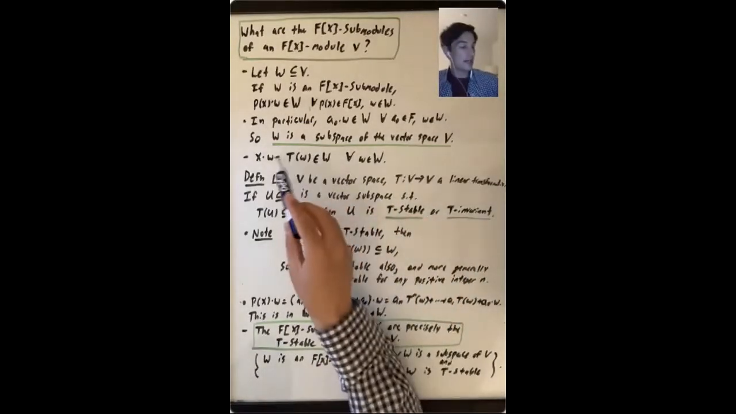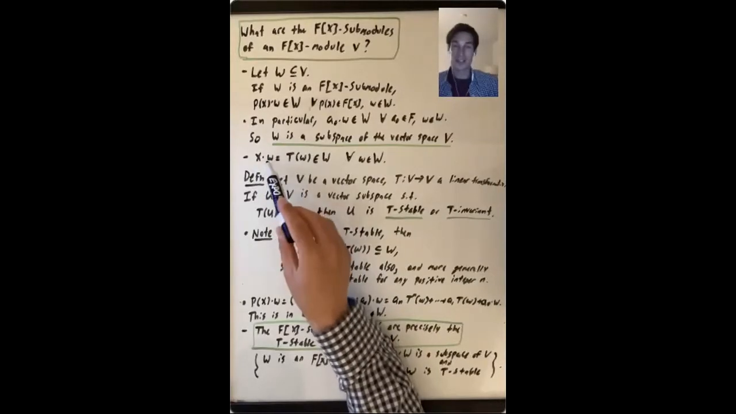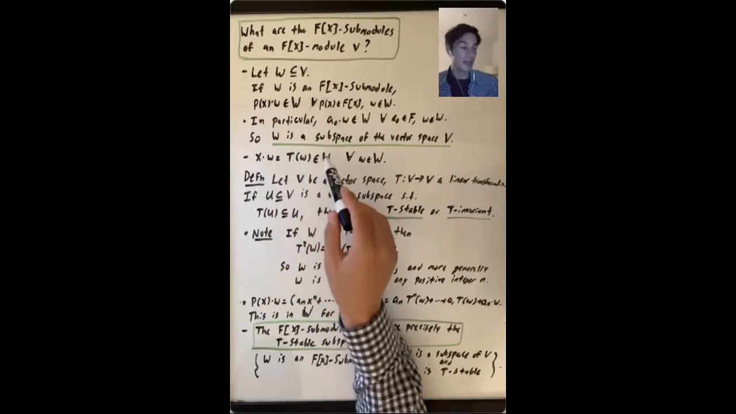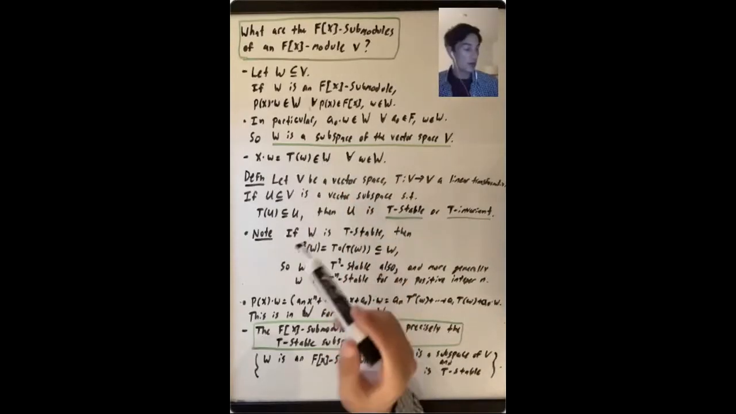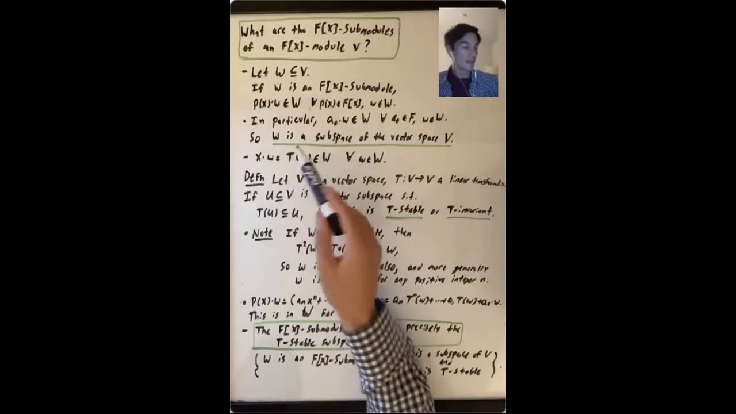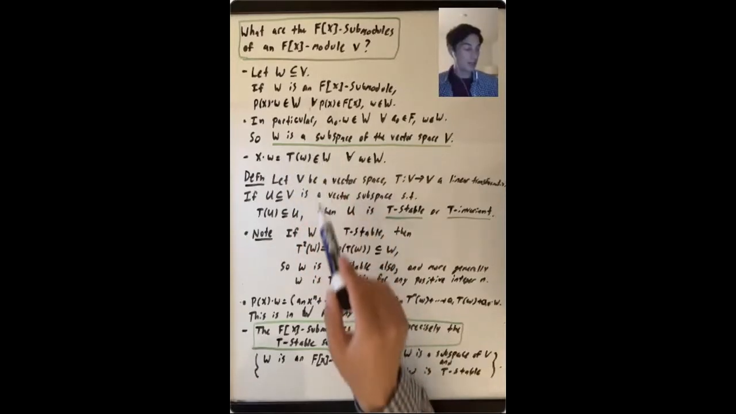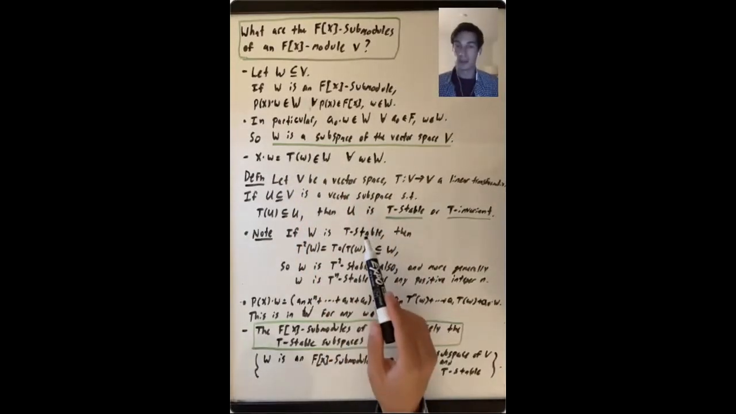So what are we saying here? You apply the linear transformation given by x, this T, to any vector w in your vector subspace, and you stay in this subspace. So that means that if we want W to be an F[x] submodule, W has to be T-stable.